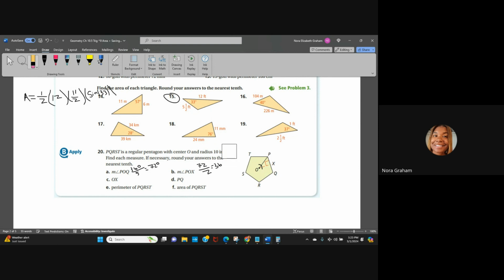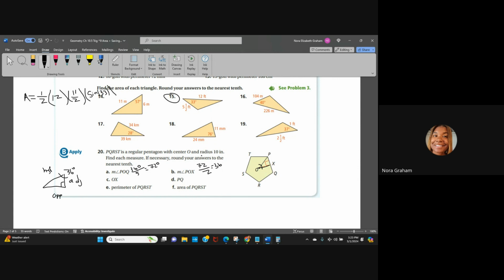Right. Moving right along. They want us to find OX. OX, that's my apothem. Remember, to find my apothem, I want to use trig. For this, just as a visual, I'll draw that same right triangle right here. This is my height. This is my opposite. This is my adjacent, right? That's the angle that we found in B. So that's 36 degrees.